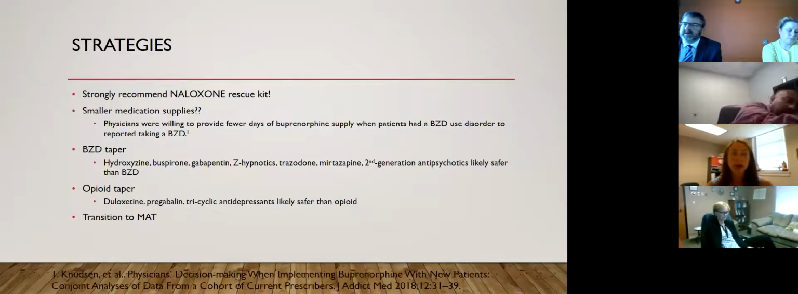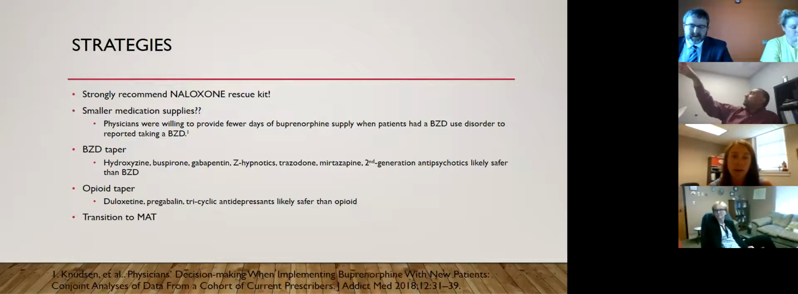So some additional strategies that I might also add. I would strongly recommend that naloxone be available in the home and amongst the loved ones of any person who is receiving a benzodiazepine as well as an opioid. The data are very clear that risk for overdose death is much higher in people who are taking both medications compared with one alone.